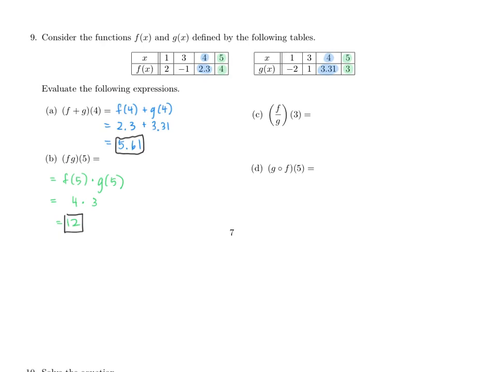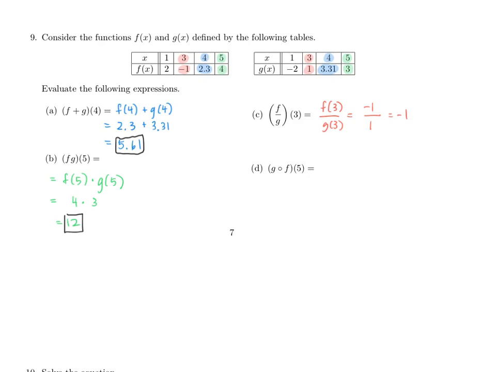All right, red, we have the quotient. So f of 3 over g of 3. F of 3. So when x is 3, f is -1. When x is 3, g is +1. So -1 divided by +1 is -1.